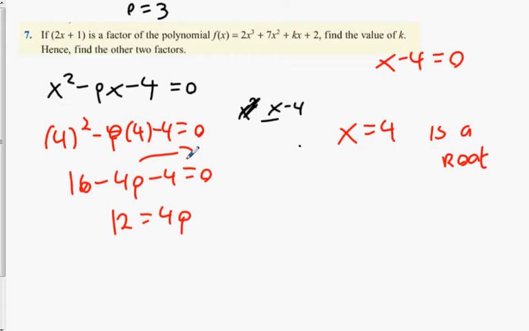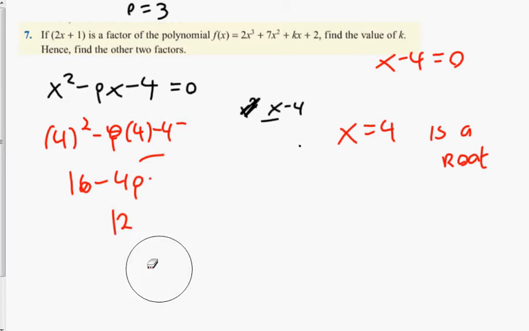4p travels from left to right. 16 minus 4 is 12. P equals 12 divided by 4, which is 3. Much faster, yeah? Why would it even show you the first way? What I'm saying is sometimes the first way you need to do long division, and sometimes you don't.